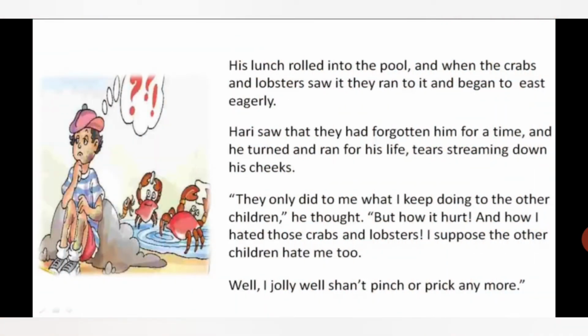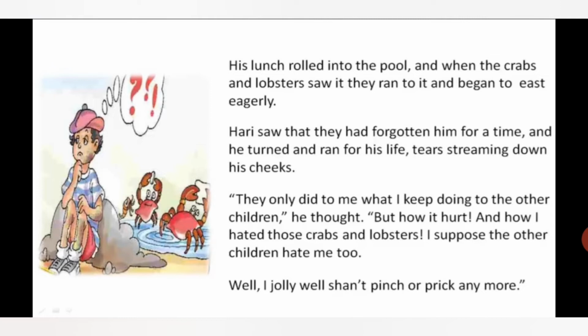His lunch rolled into the pool, and when the crabs and lobsters saw it, they ran to it and began to eat eagerly. Okay, and when he was crying, his lunch rolled into the pool. And when all the sea creatures saw the lunch, they ran towards it and started eating eagerly. Hari saw that they had forgotten him for a time, and he turned and ran for his life, tears streaming down his cheeks. "They only did to me."